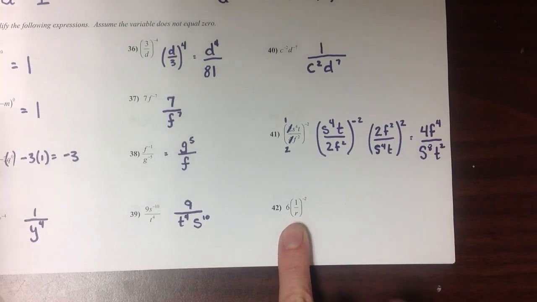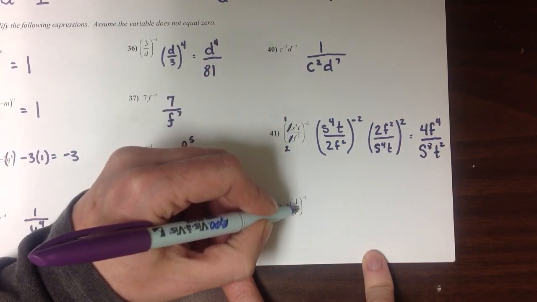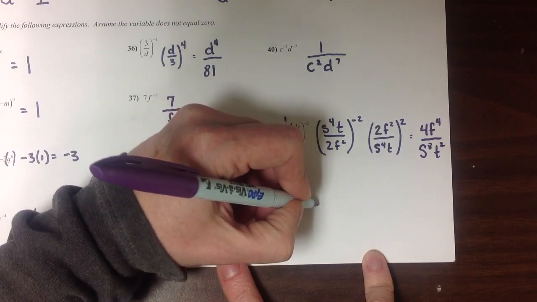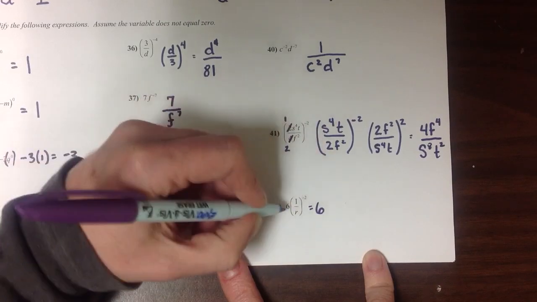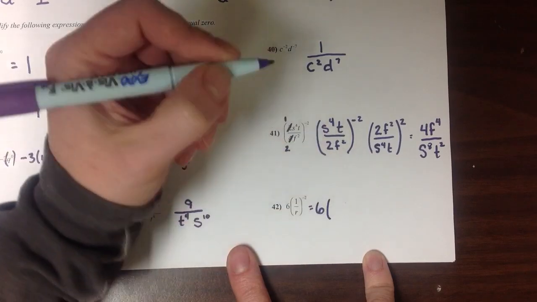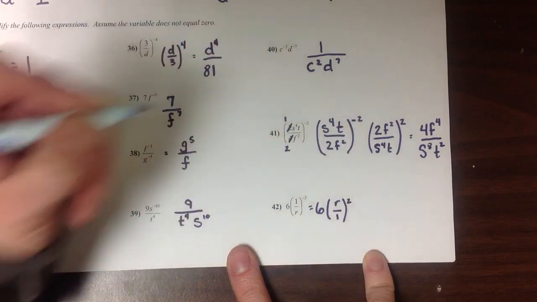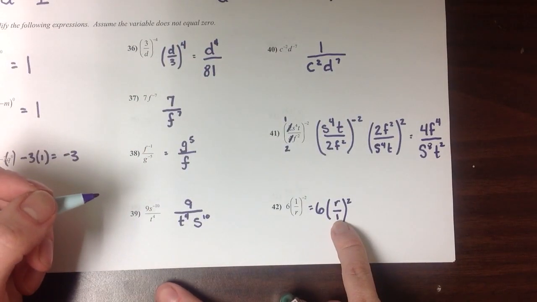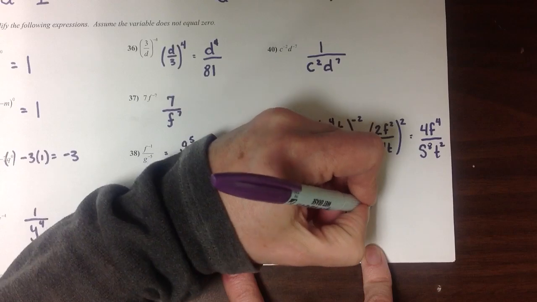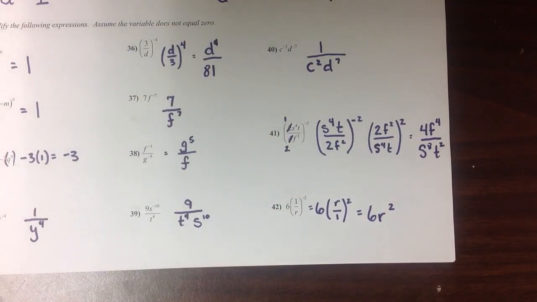And our final example, we're going to use that negative elevator pass to have these two numbers switch places. The 6, since it's outside, gets left alone. So this becomes 6 times r over 1 squared. And since we don't need to keep that denominator around, we're just going to write it as 6r squared.